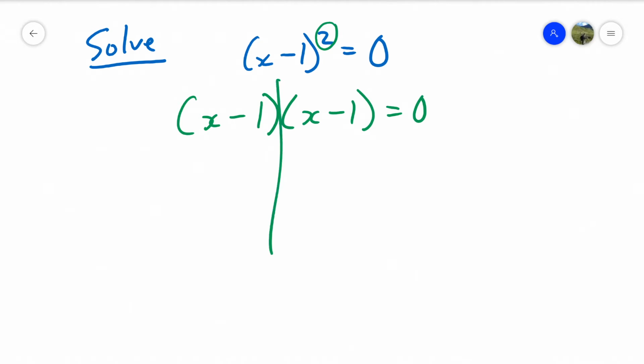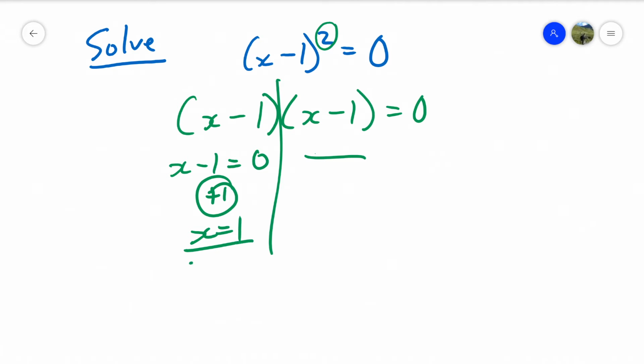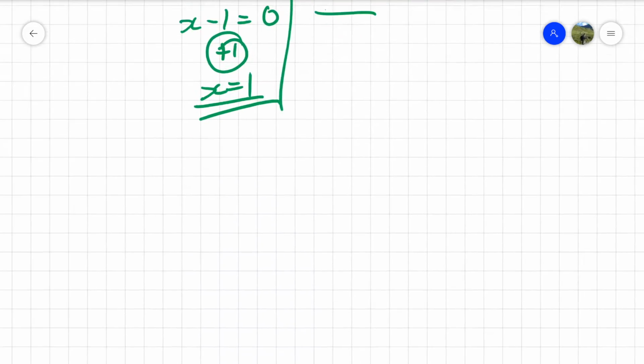Oh, right, so I'm not even going to bother with that one. I'll just do this. X minus 1 equals 0. Add 1 to both sides. X equals 1. Bam. Next question.